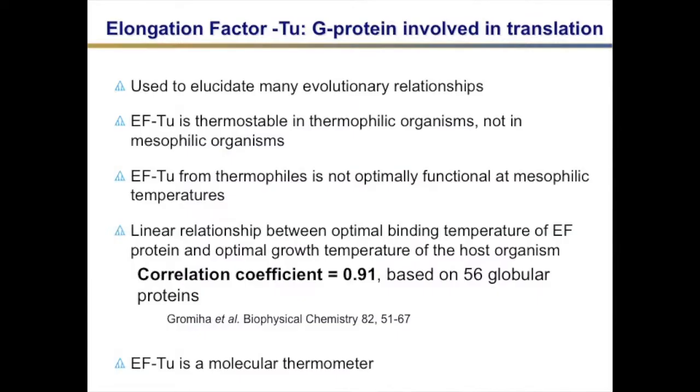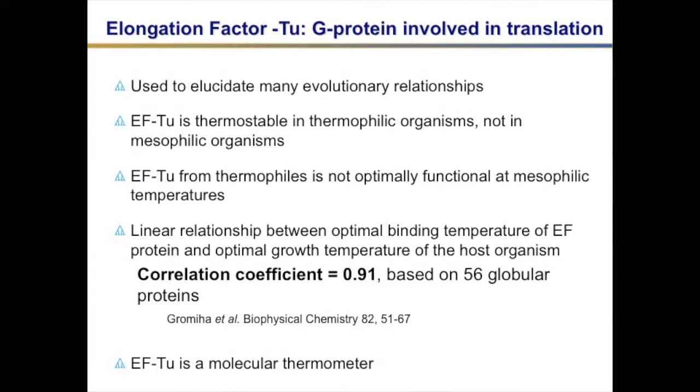One of the first gene families that I worked on, right before I came to Georgia Tech, was a gene family called elongation factor Tu. I don't really need to get into all of this. Just know that EF-Tu is a very important protein in terms of protein translation. It's one of the most abundant proteins available in cells.